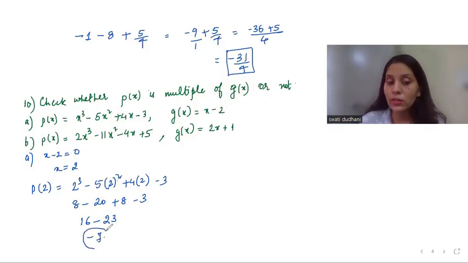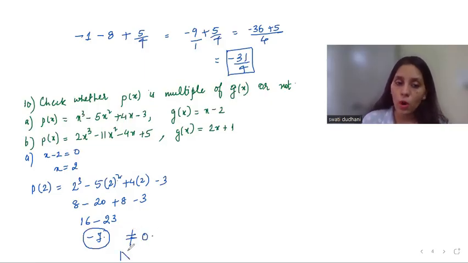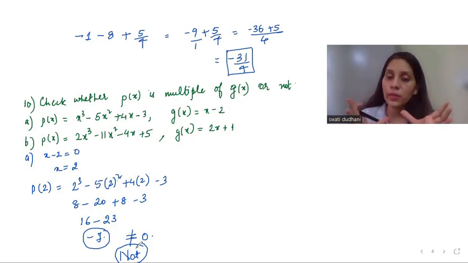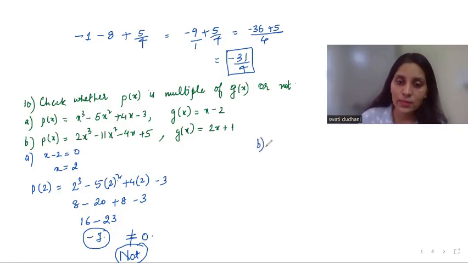So here we got the remainder which is not equal to 0. So it is not a multiple. If you get the remainder to be 0, only then it's a multiple. Next, try the B part.